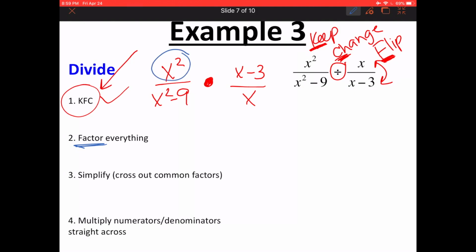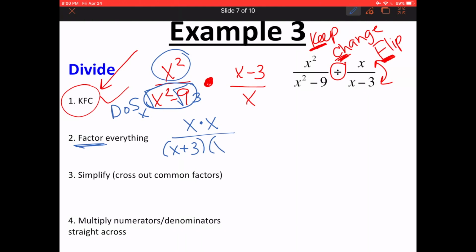My numerator here doesn't need to be factored, so I'm just going to leave it as x times x. We're just going to write it out the long way. My denominator, we're going to use difference of squares. They're both perfect squares, so we square root the first one, get x, square root 9, get 3, and then remember we make one factor x plus 3, one factor x minus 3.